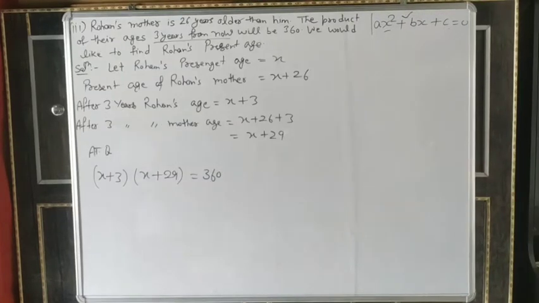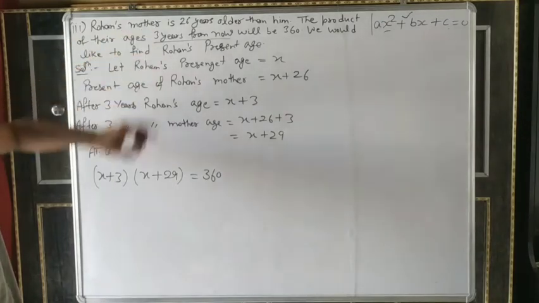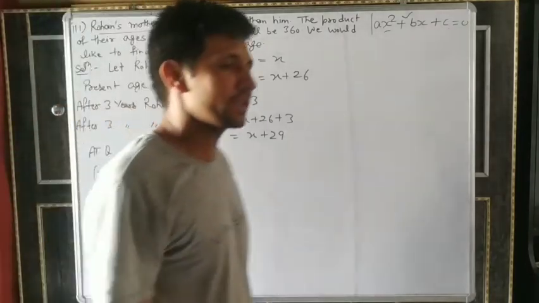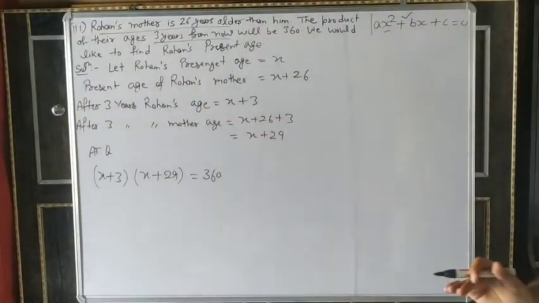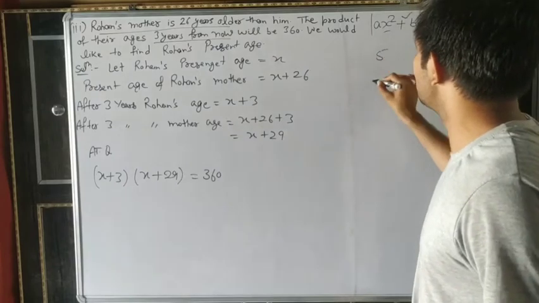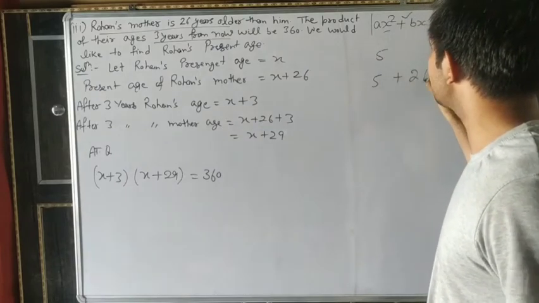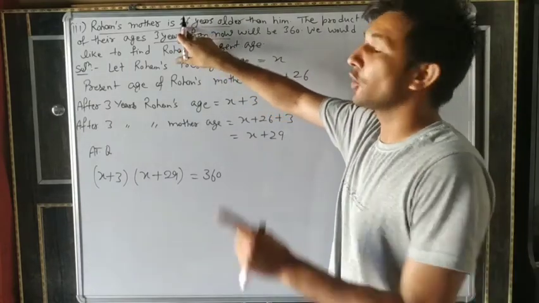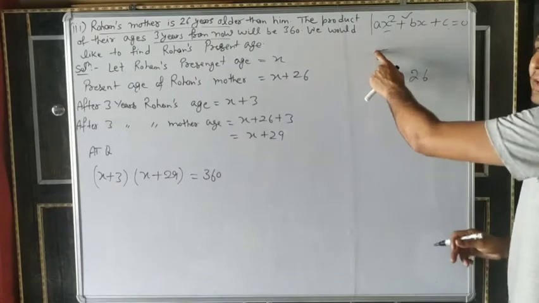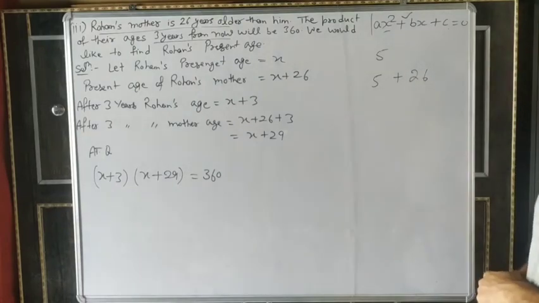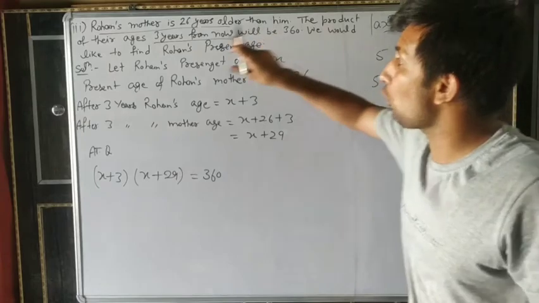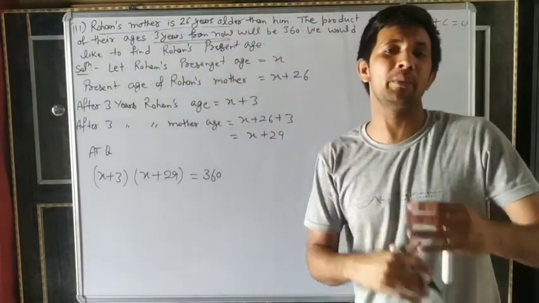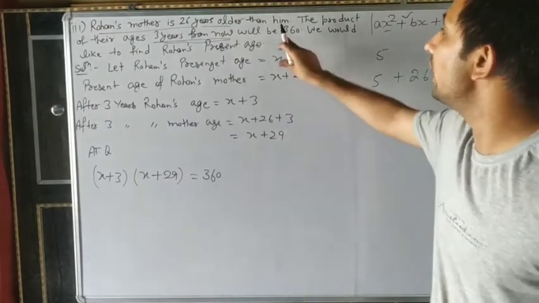Next question. It is given Rohan's age. Rohan's mother is 26 years older than him. What does it mean? If Rohan's age is 5, then his mother's age is 5 plus 26, because she is 26 years older. But in the question, the product of their ages 3 years from now, after 3 years, is 360.